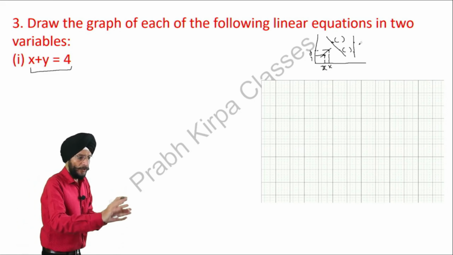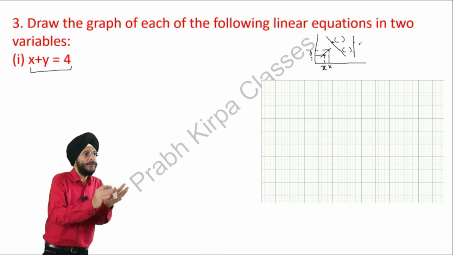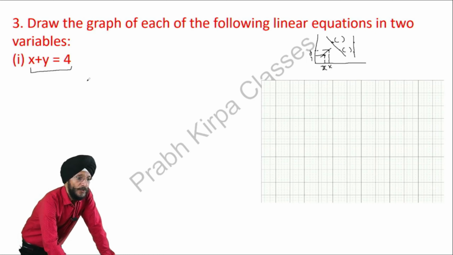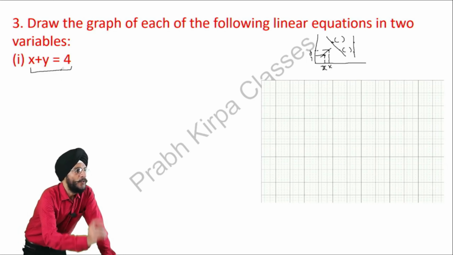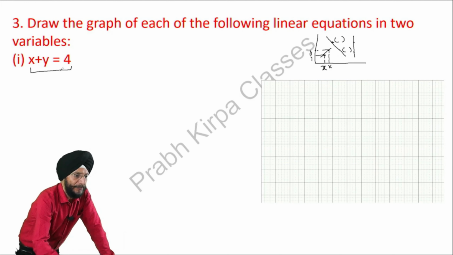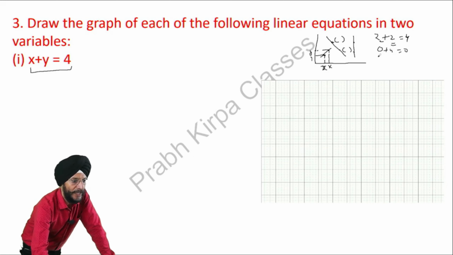You are not to write this in the exam. I am only explaining the concept of how we will solve the question. So we will have to find out the two values of x and y which satisfy the equation. For the purpose of example, we can say the values may be 2 plus 2 is equal to 4. Value of x is 2, y is 2. It can be 0 plus 4, or it can be 4 plus 0, or anything else.